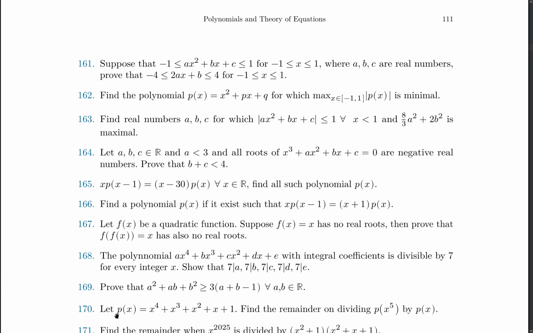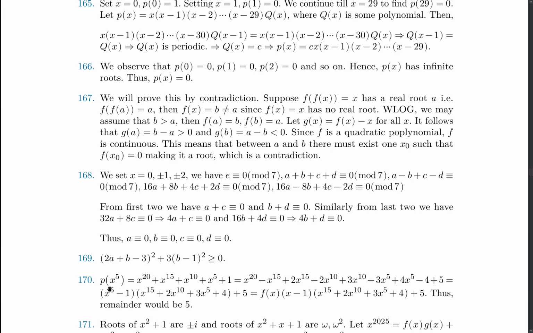Question 170 says that p of x is equal to x power 4 plus x cube plus x square plus x plus 1. Find the remainder of p of x to the power 5 when we divide it by p of x. So we have p of x to the power 5 is equal to x to the power 20 plus x to the power 15 plus x to the power 10 plus x to the power 5 plus 1.